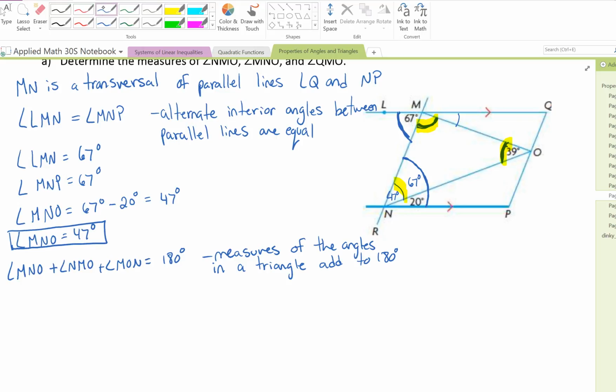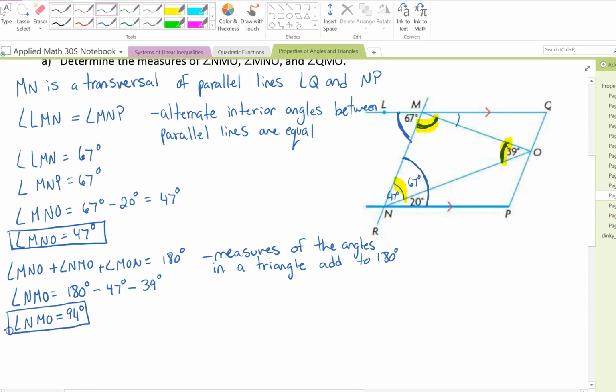So if I use that, now that I have the 47 and I know the 39 that was given to me, I can figure out angle NMO. So let's do that. Angle NMO would be 180 degrees, subtracting off the 47 degrees, subtracting off the 39 degrees, to be left with an angle of 94 degrees. And so now we've solved the other one that we're looking for, and that's 94 degrees.